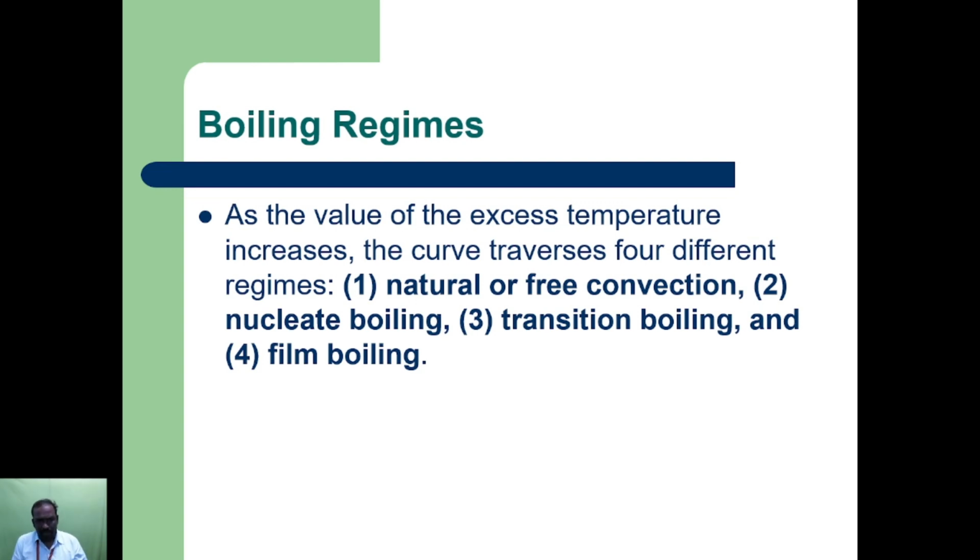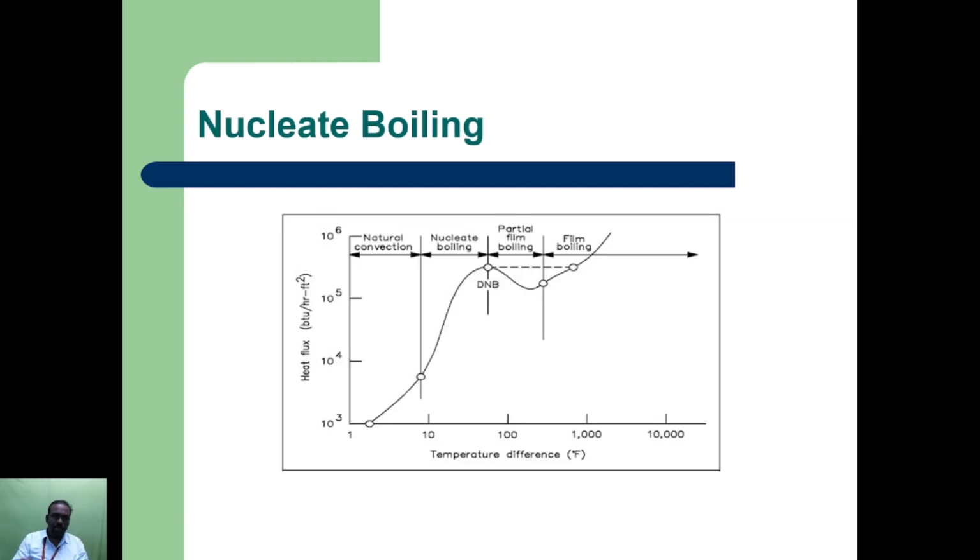In boiling regimes, the excess temperature increases. The curve shows four different regimes: first, natural free convection; second, nucleate boiling; third, transition boiling; and fourth, film boiling. This is the boiling curve.